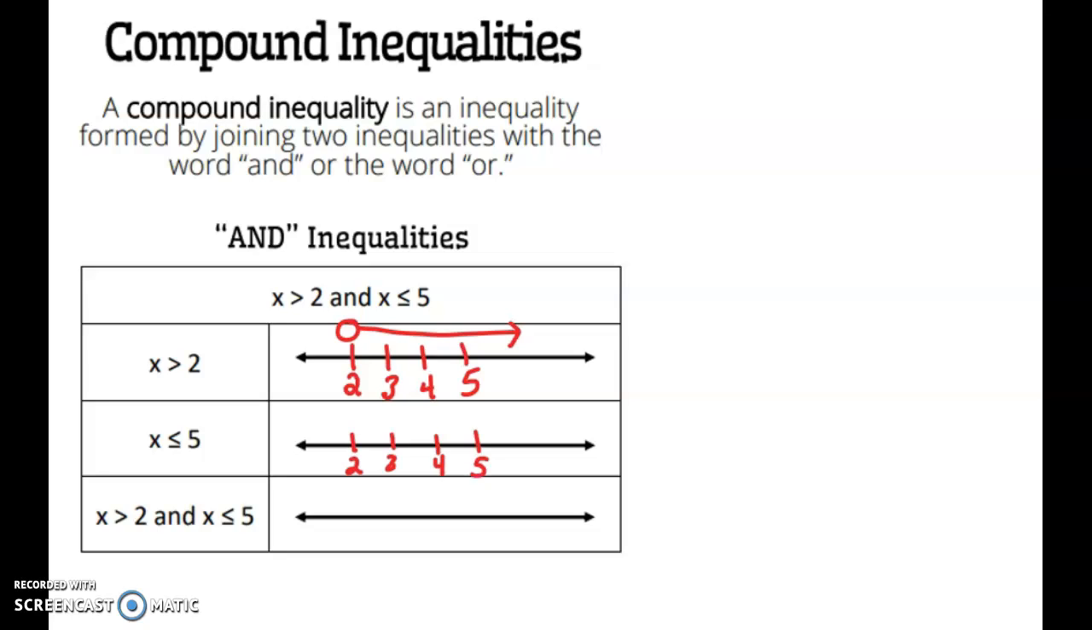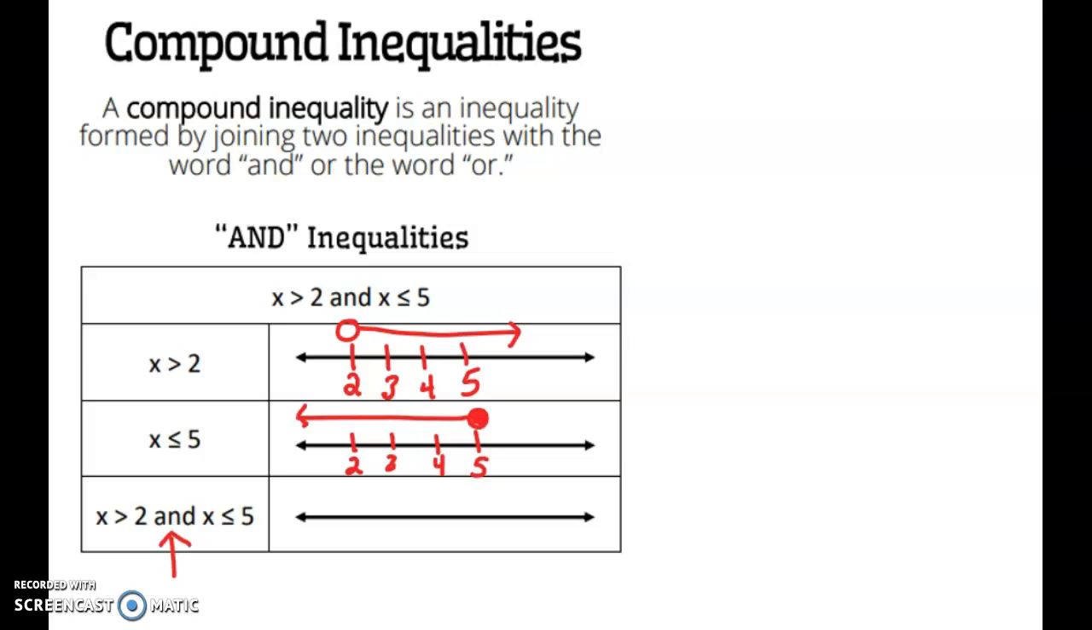So x is less than or equal to 5. Let's graph that separately. Put a circle on 5. It's a closed circle because it's less than or equal to, and it points to the left. All right, so now what we're doing today is compound inequalities.